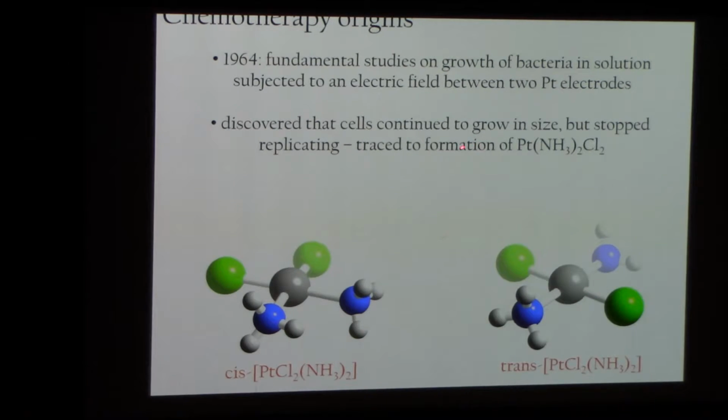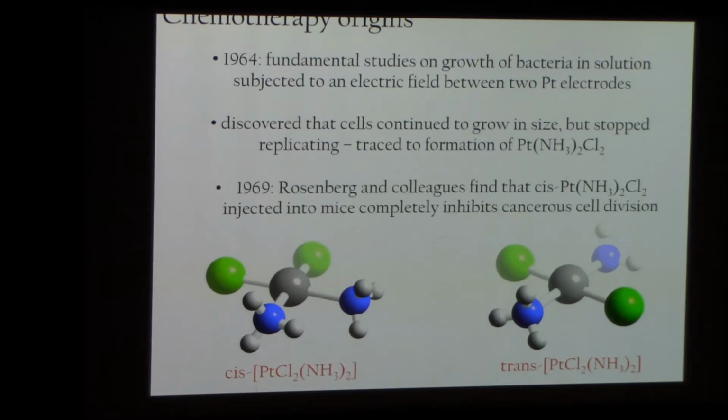So inspired by the fact that they were able to stop the bacteria from replicating, Rosenberg, now known as the father of modern chemotherapy, decided to take these 2 molecules and inject them into mice that had localized tumors and see what happens. And he found that when he injected cisplatin, cancerous cell division was completely inhibited. But when he injected the trans version, nothing really happened except the mice started to become a little bit unhealthy.